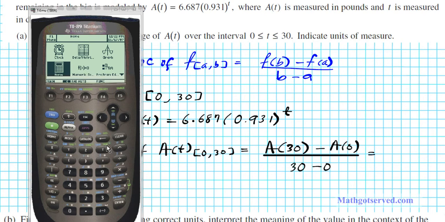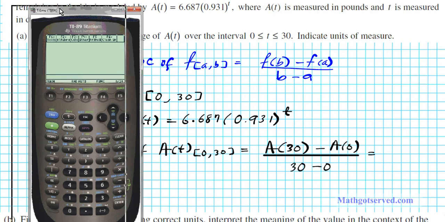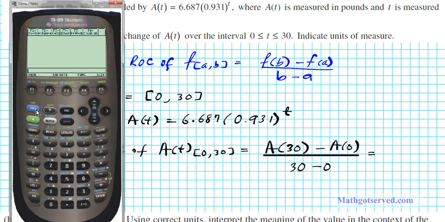All right, so I'm going to be making use of the TI-89 Titanium. Now what I'm going to be doing is defining my function. I'm going to call A(t) f(x). So I'm going to press second function home to give me the custom menu items. I want to store this value into my function f(x): 6.687 times 0.931 raised to the x power, stored in f(x). Okay, so it's done. So basically A(t) is going to be f(x). Alright, so let me call it back. f(x) is A(t).